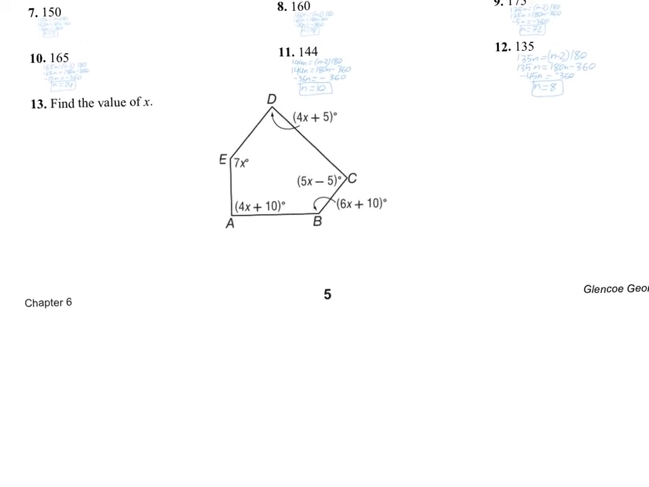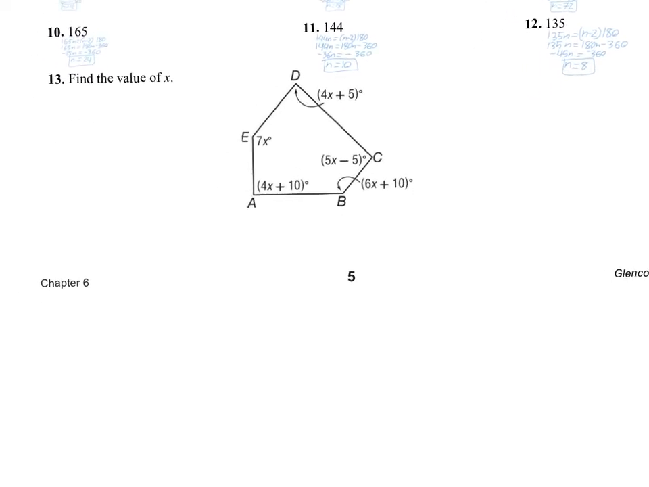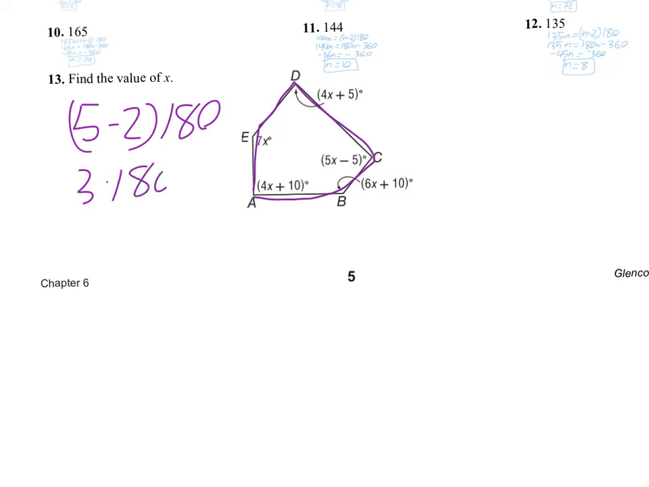Number 13, we want to find the value of x. It looks like a complex problem, but it's actually fairly straightforward. What we're going to do is first start by counting the number of sides. 1, 2, 3, 4, and 5. A 5-sided figure, so we have 5 minus 2 times 180, or 3 times 180, which is 540. So we have an internal angle measurement of 540 degrees.